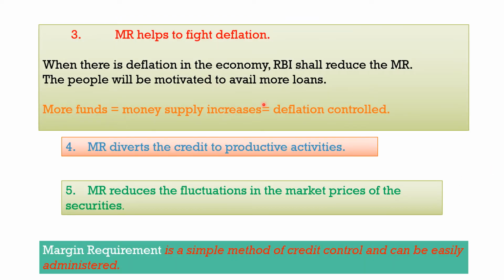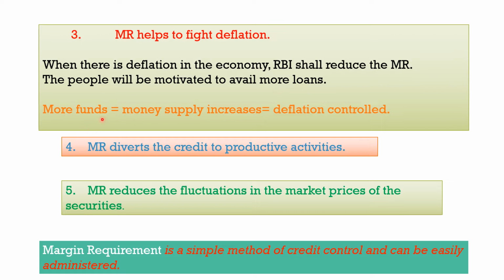Now the opposite is the case, it also helps to fight deflation. Whenever there is deflation in the economy, it shall reduce the marginal requirement. During the time of a deflationary trend, people don't have money. They want more and more money, and the economy needs an investment booster shot. So for that, the marginal requirement is reduced. People think it's a good bargain. For that much amount of security, you are getting quite a big loan. People are motivated to avail more loans.